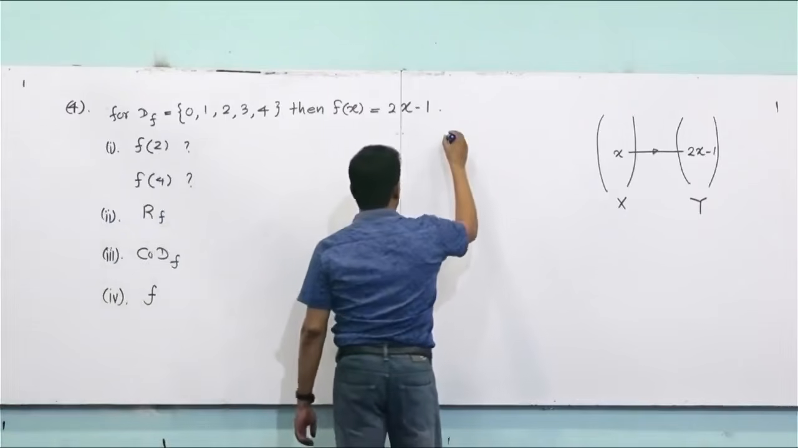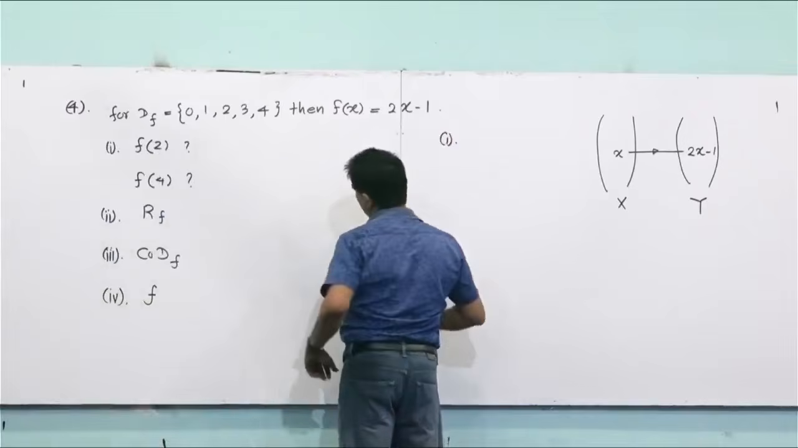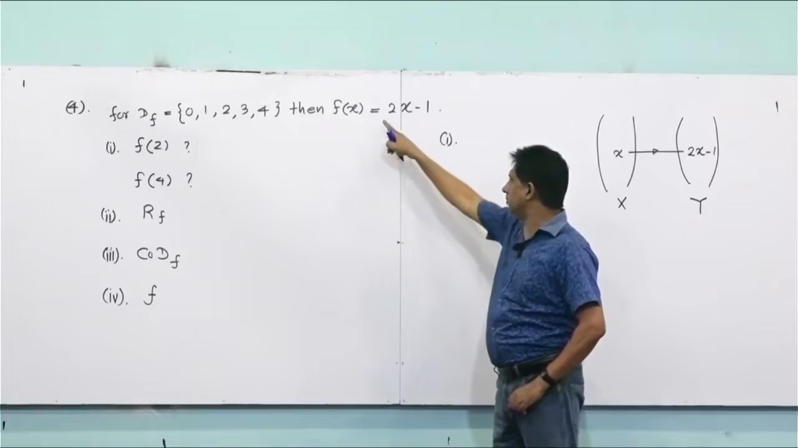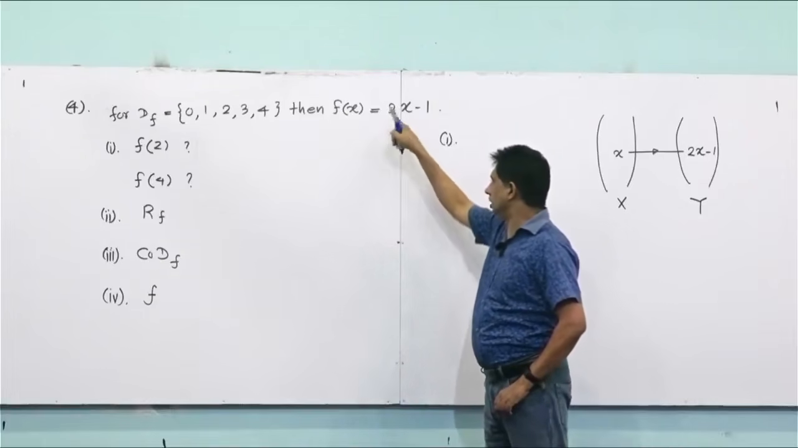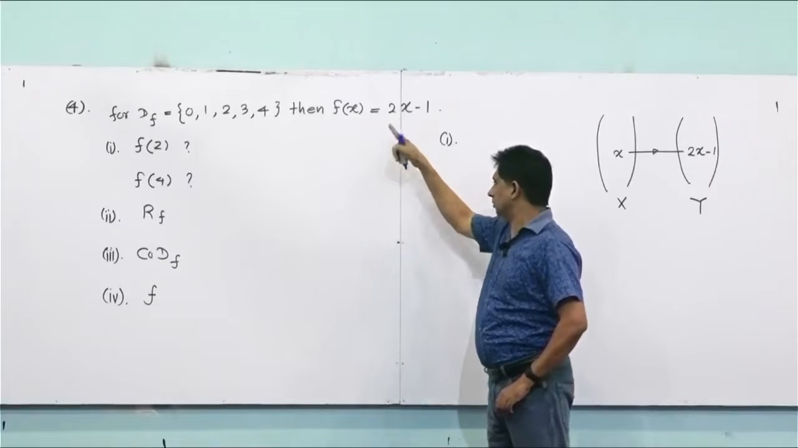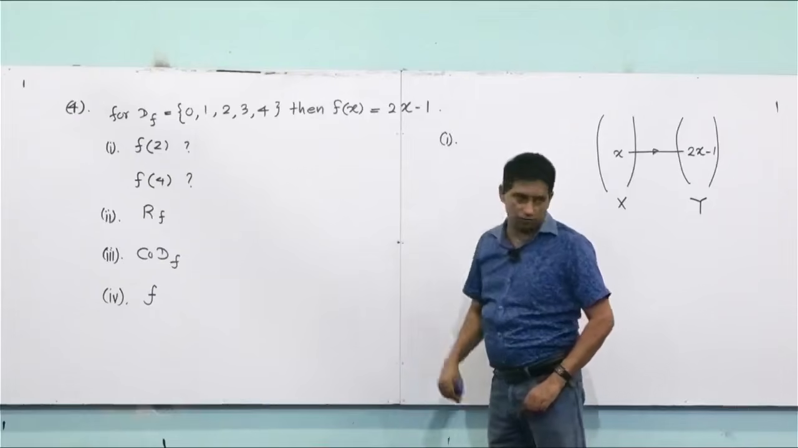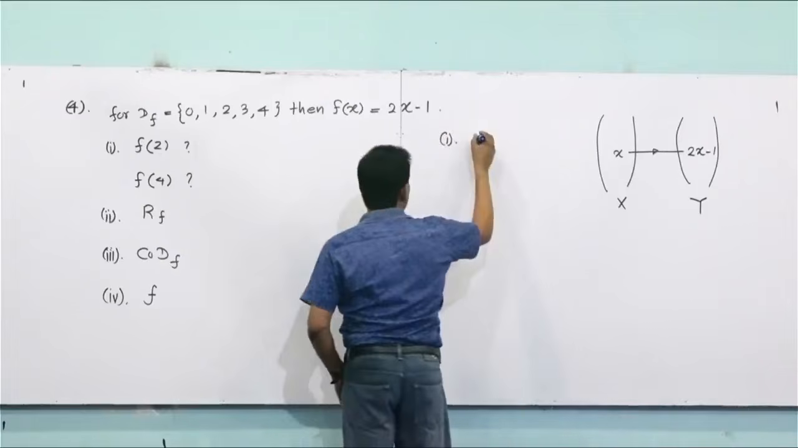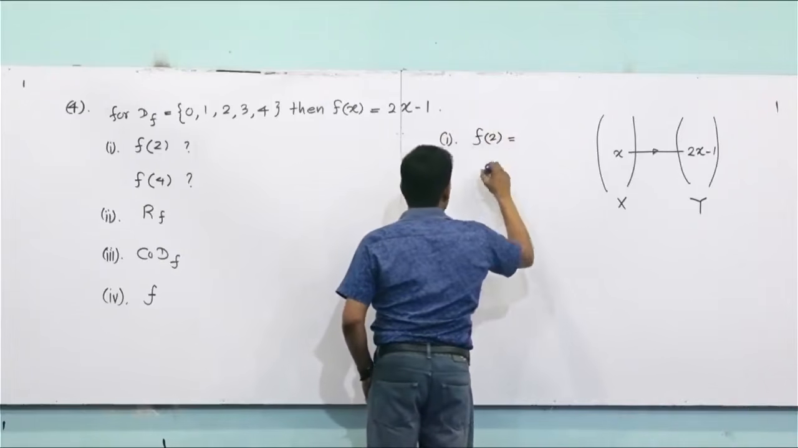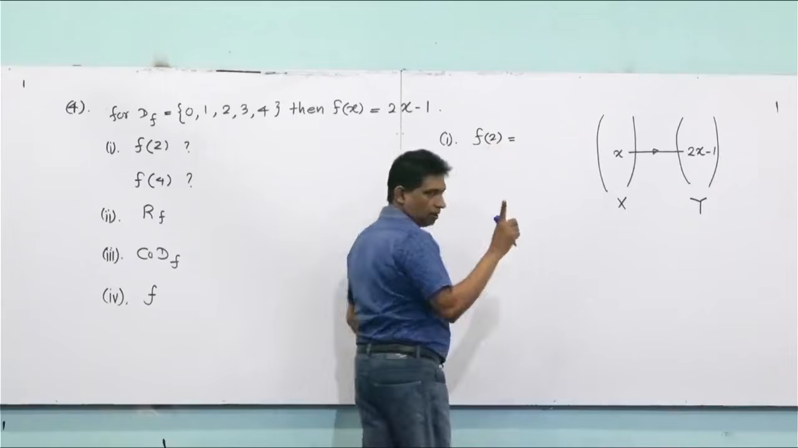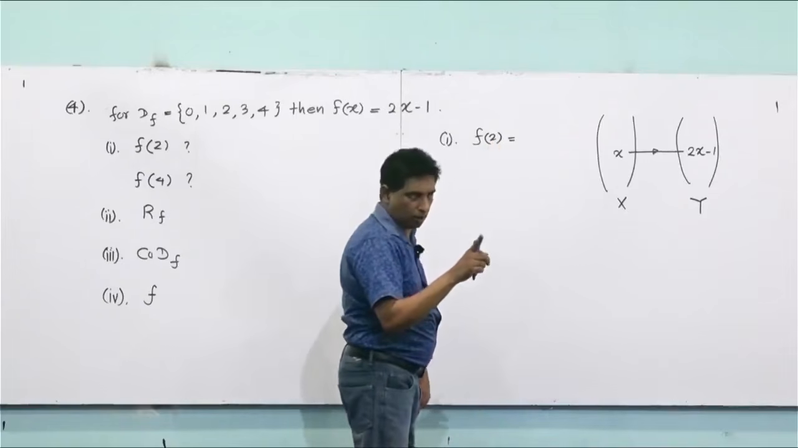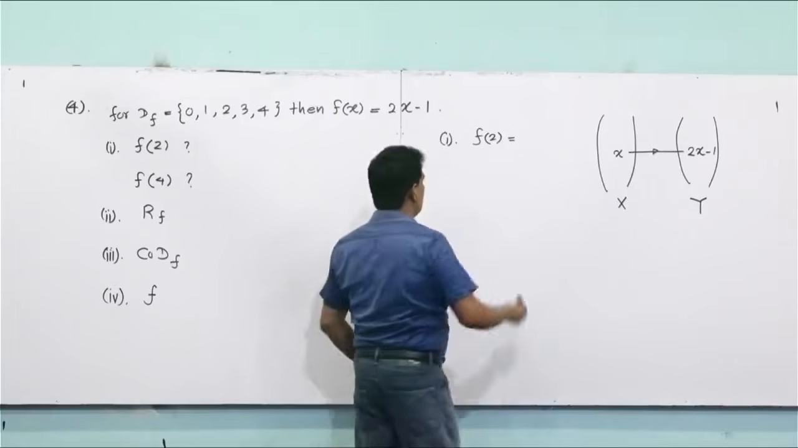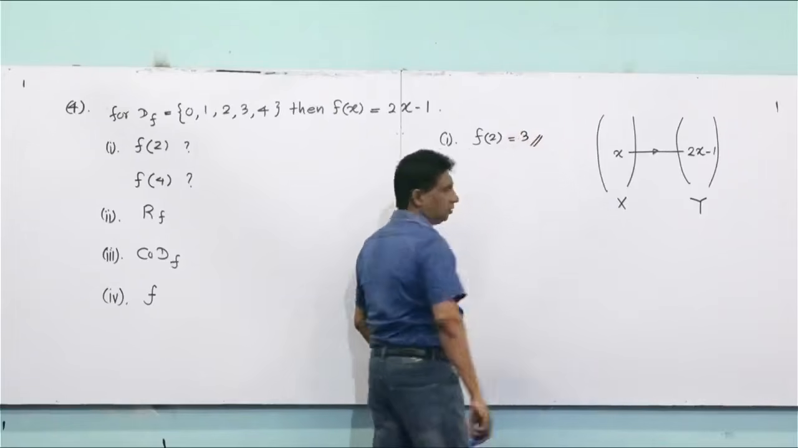Now tell me how we can find f(2). If you get an idea by looking at this, what is the image of x, then you can directly write down what the image of 2 is, no? Then what is the image of 2? How can we find this? We have to multiply this by 2. Then what is the value? 4. Then you have to subtract 1. Then 4 minus 1 means 3. You can directly write f(2) is equal to 3.